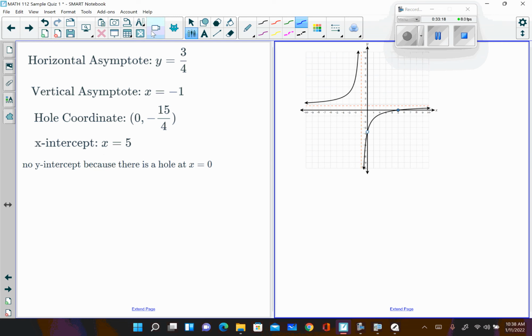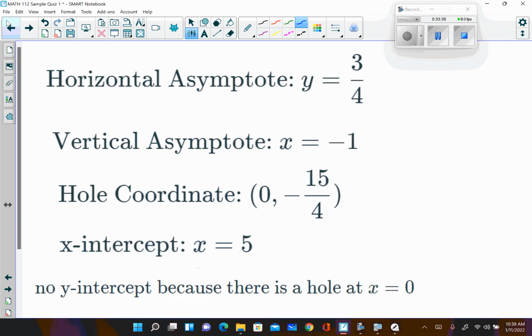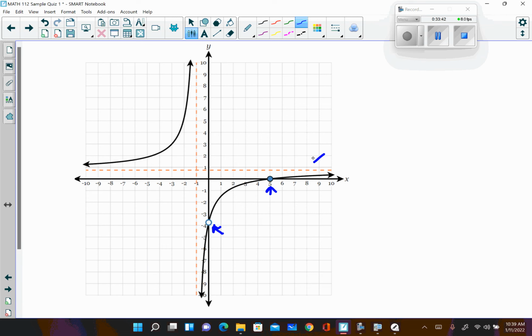And this is what the graph looks like. There's a hole where x is 0, crosses the x-axis where x is 5, y equals -15/4. I mean, y equals 3/4 is the horizontal asymptote. That's that dotted line. And x equals -1 is the vertical asymptote. And the graph does not cross the y-axis anywhere. There's no y-intercept.